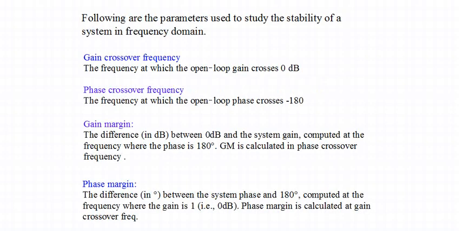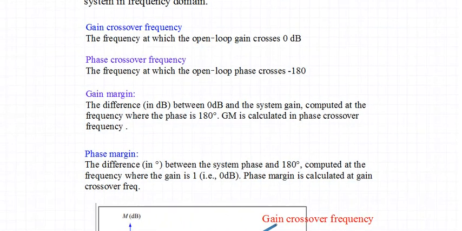How do we determine stability from the Bode plot? Okay, so for that we need to know four important terms. We need to know gain crossover frequency, phase crossover frequency. Now, how do you determine gain crossover frequency for the Bode plot?